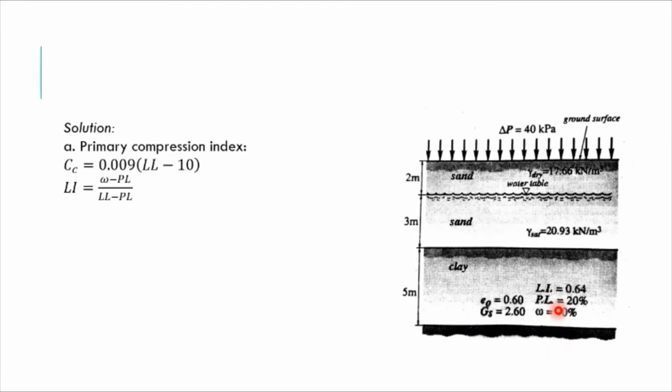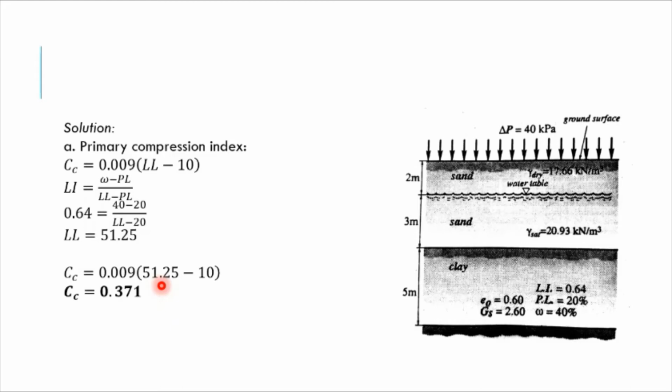Another, plastic limit rather. So its liquidity index is equal to moisture content minus plastic limit over LL minus PL. 0.64 is equal to 40 minus 20 over LL minus 20. Therefore, this will give us LL, which is equal to 51.25. And substituting the value, this will give us 0.009 times 51.25 minus 10. The primary compression index is equal to 0.371.